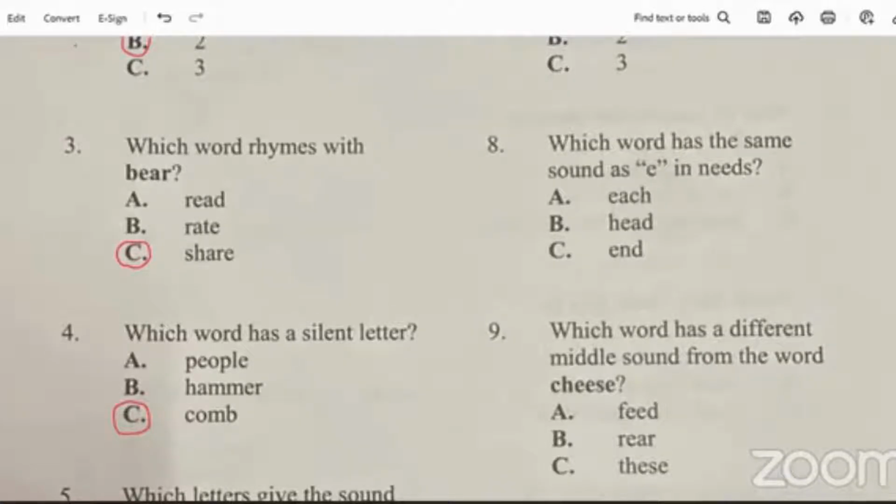All right, question 8. Which word has the same sound as E in needs? Is it each, head, or end? All right, so we're hearing the long E sound, so the answer is A, each. Question 9, which word has a different middle sound from the word cheese? Again, that's a long E sound. Okay, so feed, rare, or these? The answer is B.